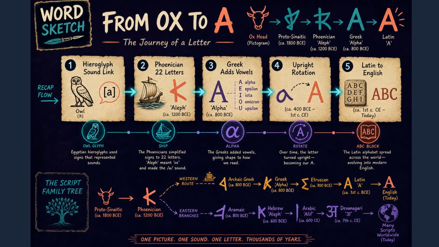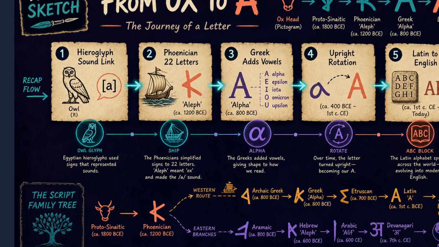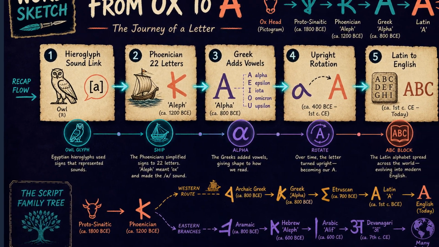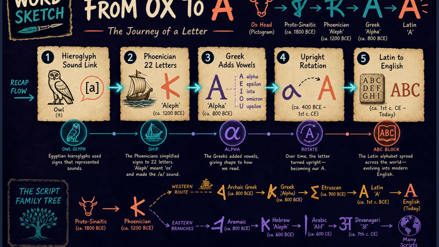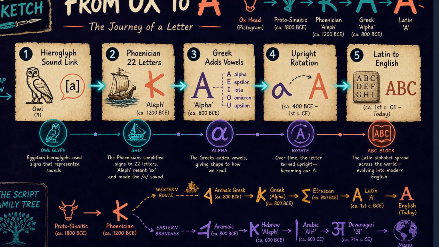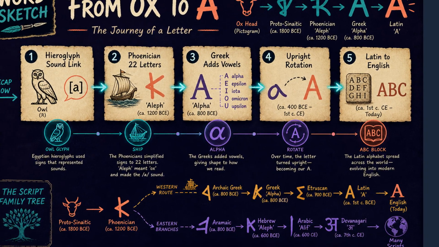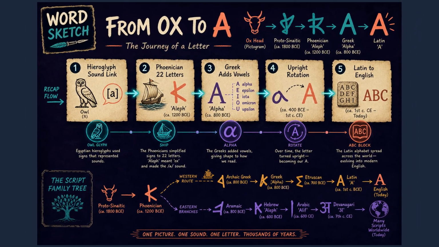Recap: Egyptian writing linked pictures to sounds. Phoenician traders stripped it to consonant letters named after objects. Greeks added vowels and turned letters upright. Latin passed the set to English. Your alphabet is pictures that simplified into sound codes.